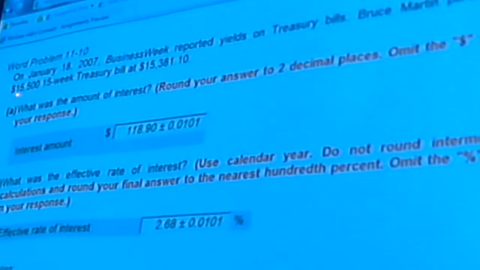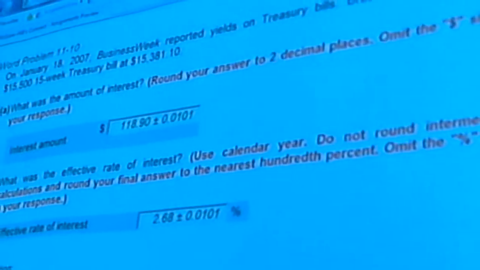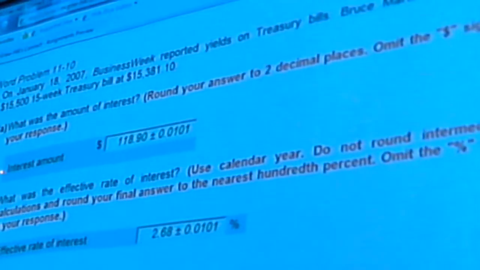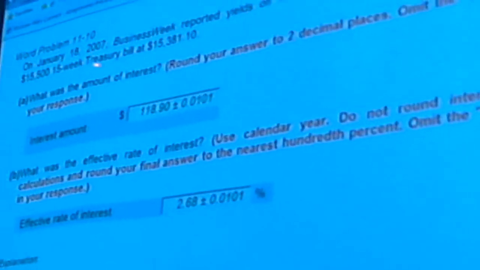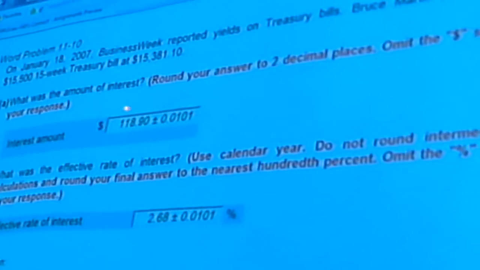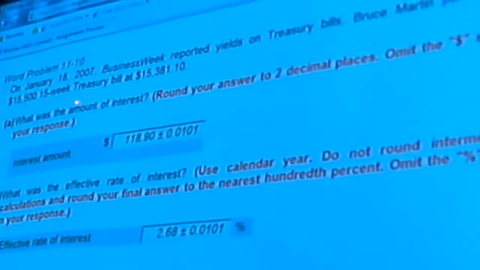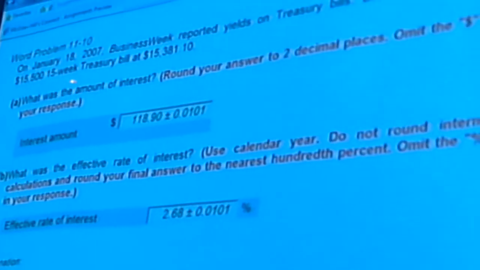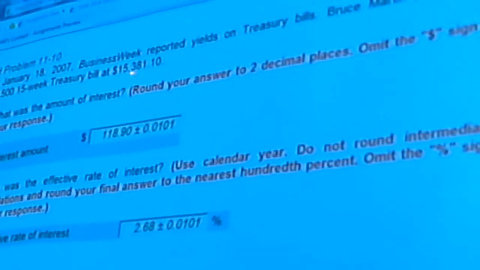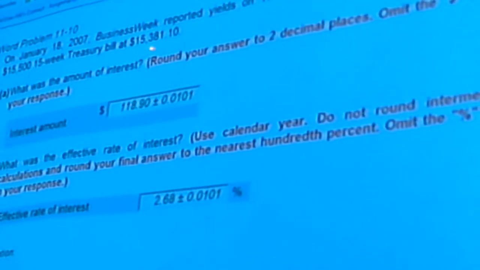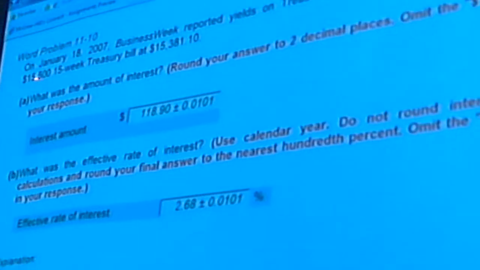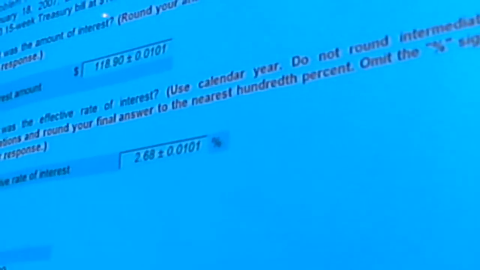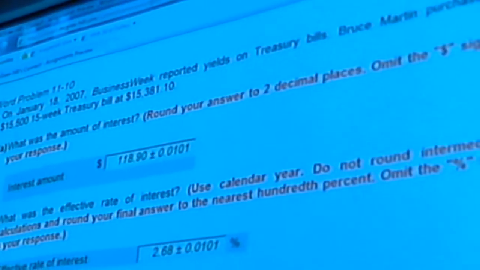Okay, immediately, let me see what they're doing here. Okay, I see what happened. Let me read on. 15-week Treasury bill at $15,381.10. So is he paying more for it or less than the face value? He's paying less, just like we did on Wednesday or Monday.